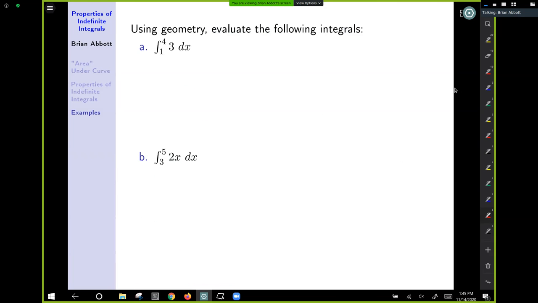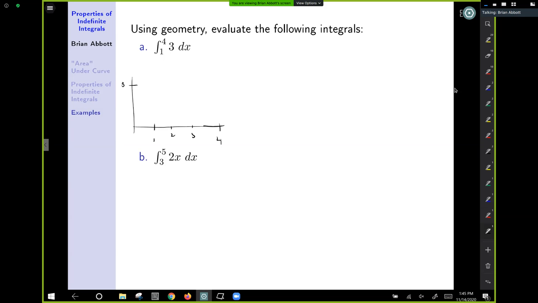And again, I'm not giving you any rules of how to work with definite integrals, but rather just saying use geometry to evaluate the following integrals. Okay, so we got to draw a picture. What does this one look like? Well, you've got a height of 3 over the interval from 1 to 4. Okay, so 1, 2, 3, 4.